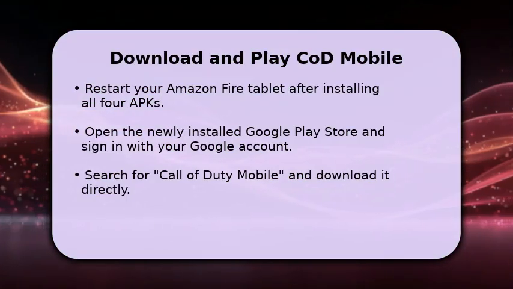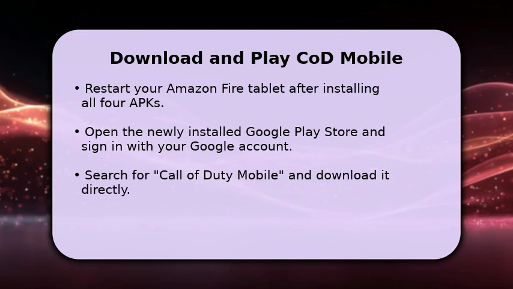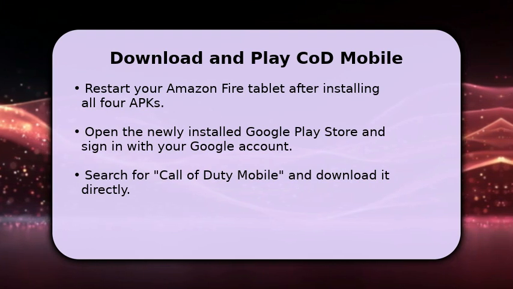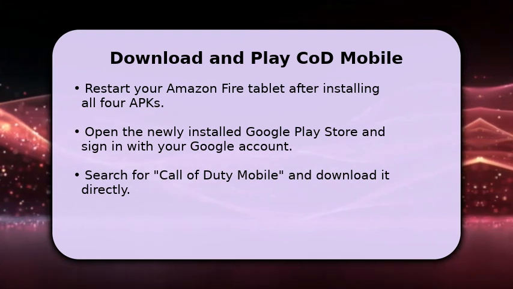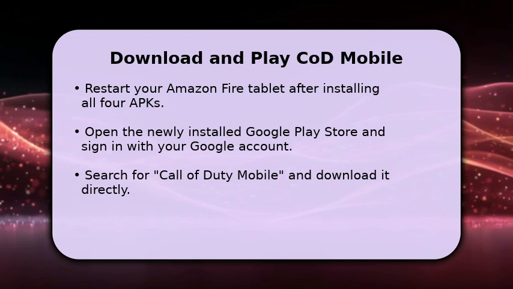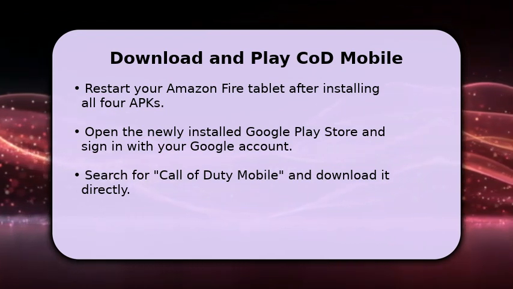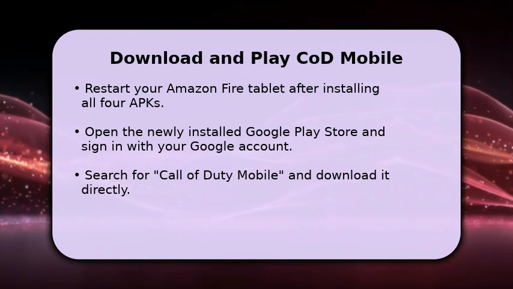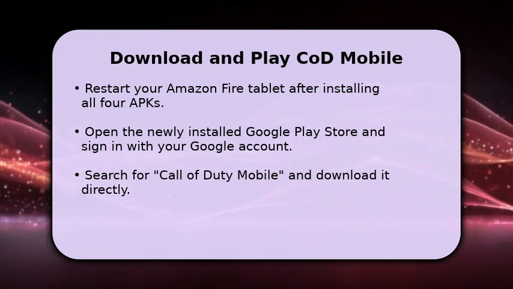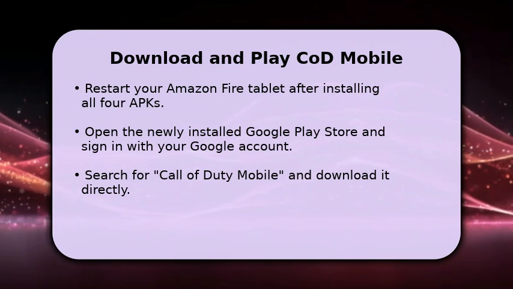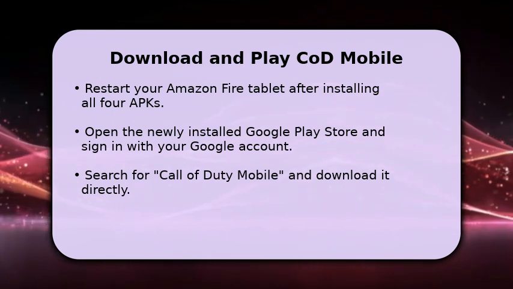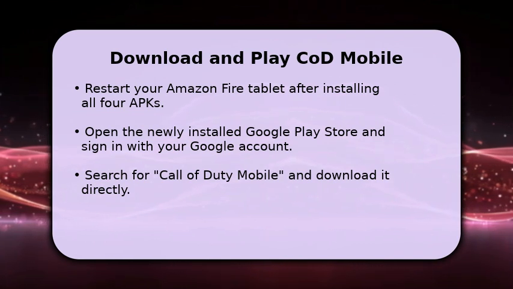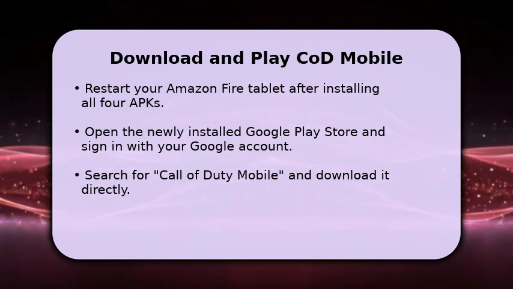Once all 4 Google Play APKs are installed, restart your Amazon Fire tablet to finalize the setup. After your tablet reboots, you will find the Google Play Store icon on your home screen. Open it and sign in using your Google account credentials. From there, simply search for Call of Duty Mobile within the Play Store and download it just as you would on any other Android device. Congratulations! You can now enjoy Call of Duty Mobile on your Amazon Fire tablet.